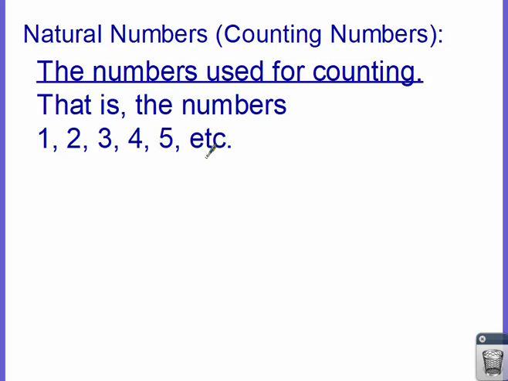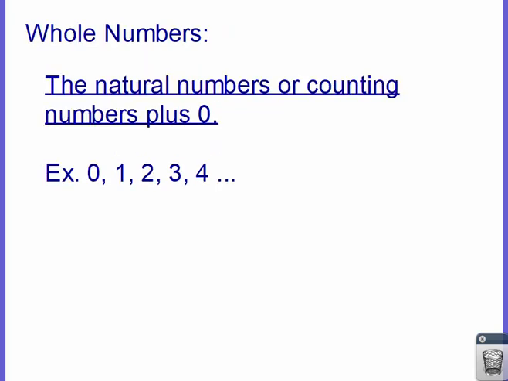Okay, the next set of numbers that we have is called the whole numbers. Okay, and the whole numbers are all the natural numbers, but we add one number to it. We add the 0. Okay, and again, whole numbers are represented by the W or the N with a little 0. This means that it's all the natural numbers plus 0. That's what the whole numbers are.